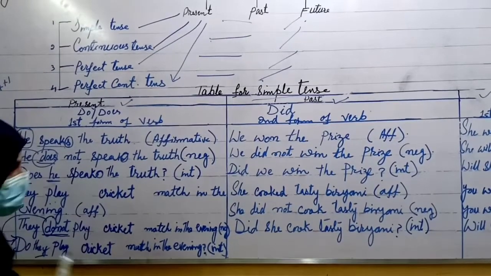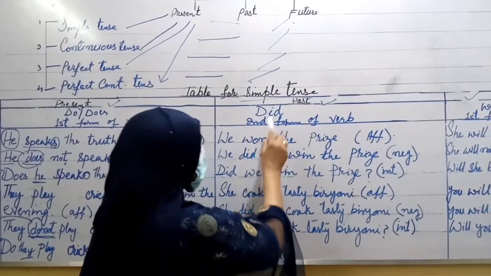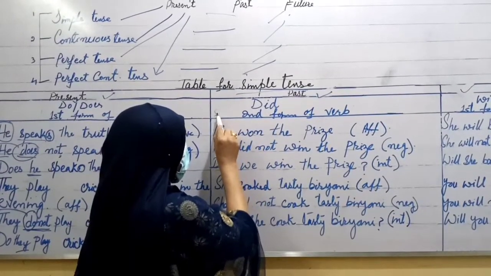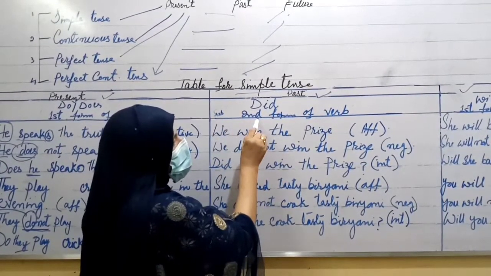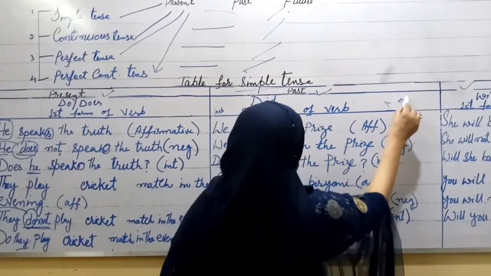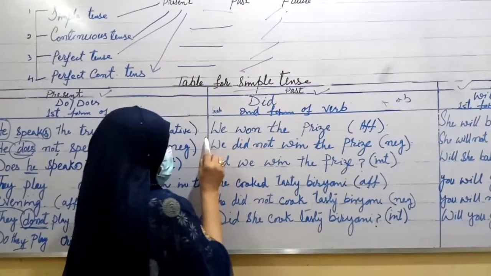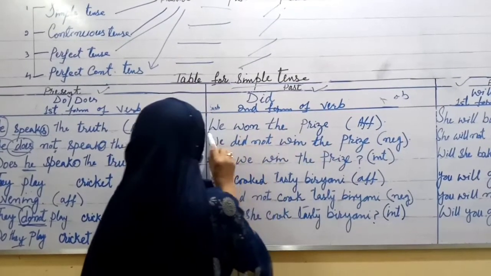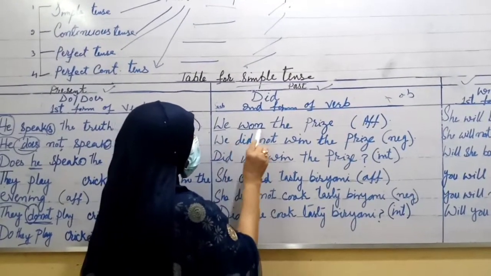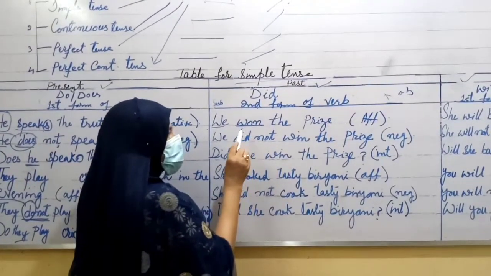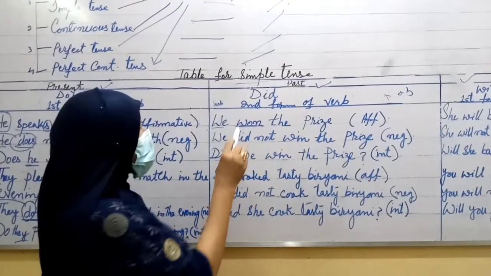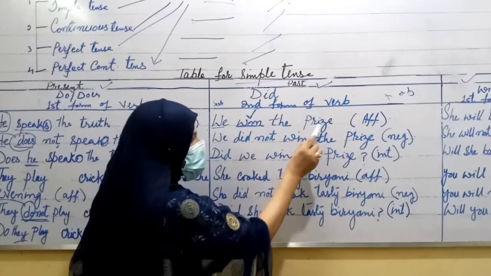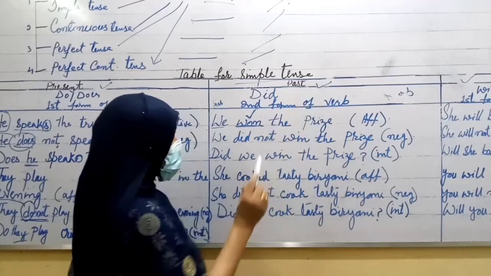Now, move towards the past simple tense. Structure: first you will write the subject, then the second form of verb, then object. Look at the example. We won the prize. Where is the subject? We. Won is the second form of verb. In past simple tense, we always use the second form of verb. We won the prize. This is an affirmative sentence.